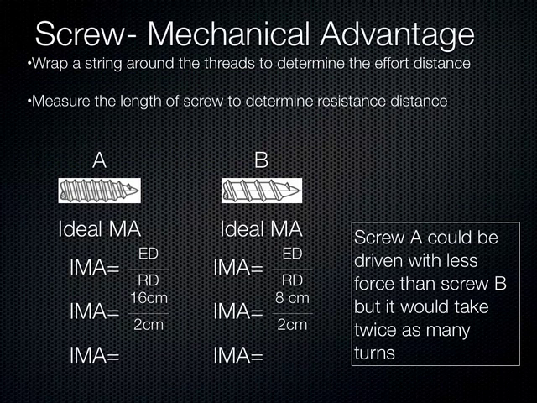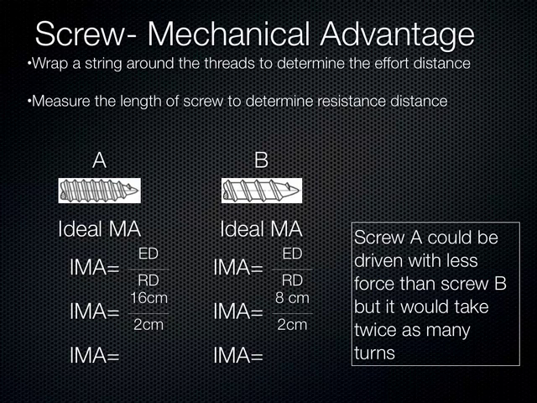Now screw A, the threads are not very steep, and there's a lot of them. If you're using this to screw it into a piece of wood, how do you think it would feel to use this screw versus this screw? Which one would be easier? Brandon?